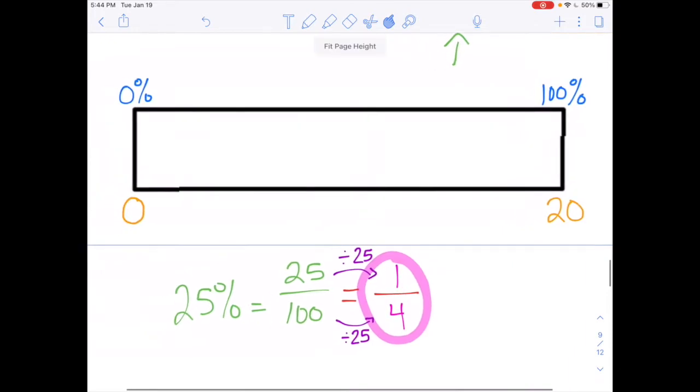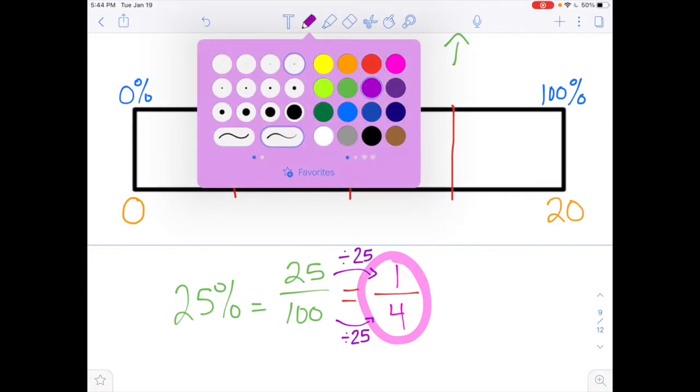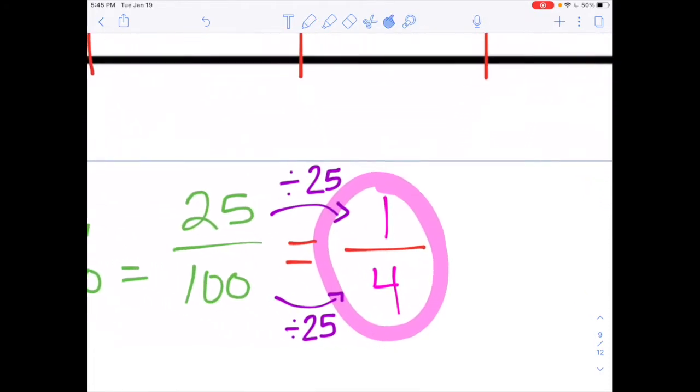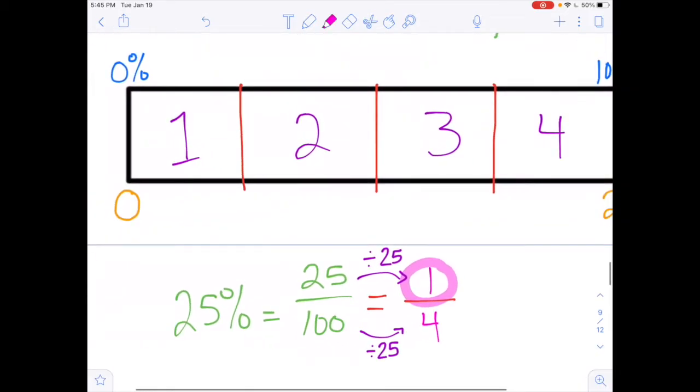All right, so let's do that. I'm going to divide this bar into 4 parts to the best of my ability. So in half, and in half, and then in half, pretty close. And then I'll put the numbers in. Here's the first part, here's the second part, here's the third part, here's the fourth part. All right, so now I'm going to look back at this fraction. I have 4 parts total. Now I'm going to look just at the numerator. That's how many I need to color in. So I'm going to color in that first part. This has to be 25%.